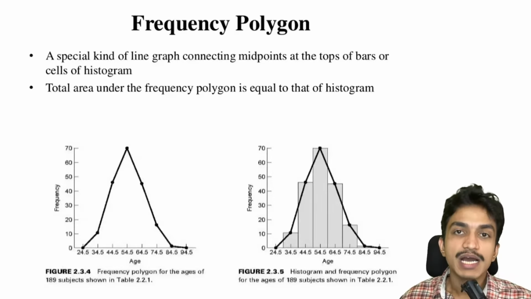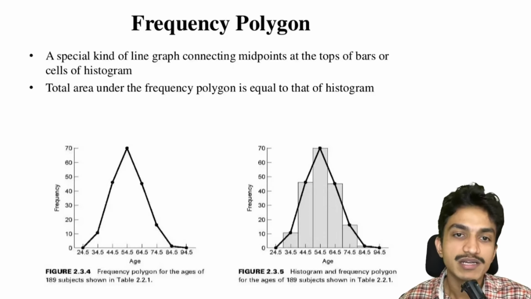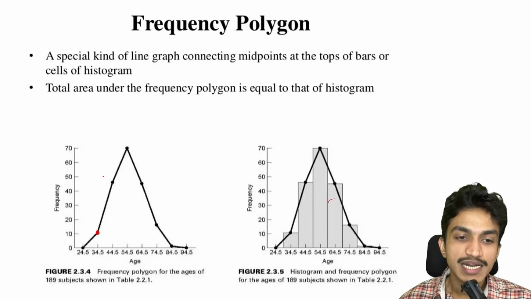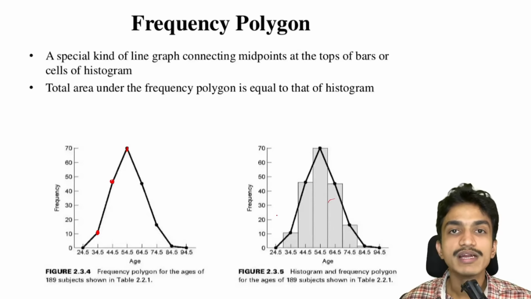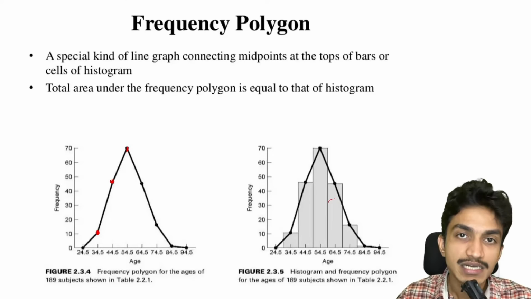Frequency polygon: what you divide into the bar histogram, you can also represent in terms of a frequency polygon, where you just mark the data set and then you connect it. So this will give you a frequency polygon, or the frequency of that particular data set.